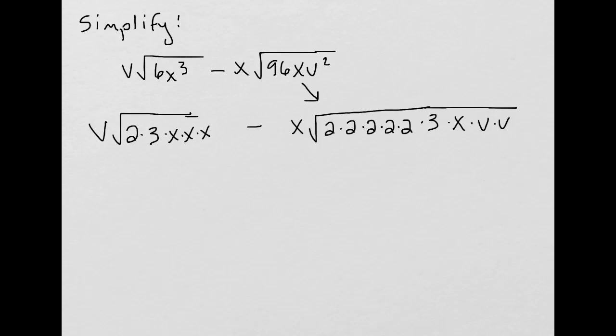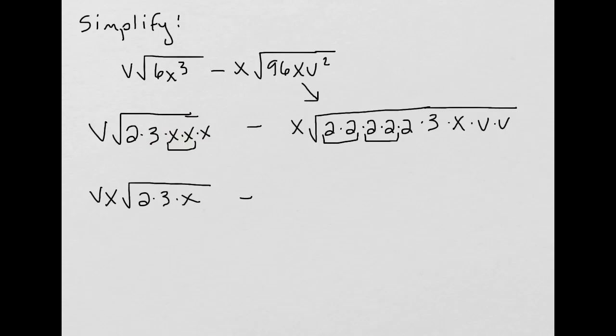And now what we want to try to do is simplify those square roots as much as we can. So if we look at the first one, notice there's nothing we can do with the 2, there's nothing we can do with this 3, but you've got 2 factors of x, so I can make a group of 2 x's, which means I can pull an x out. So if I do that, I'm going to have v times x times the square root of 2 times 3 times x.